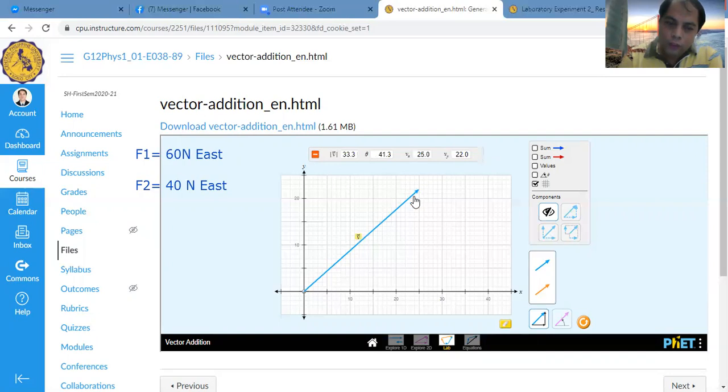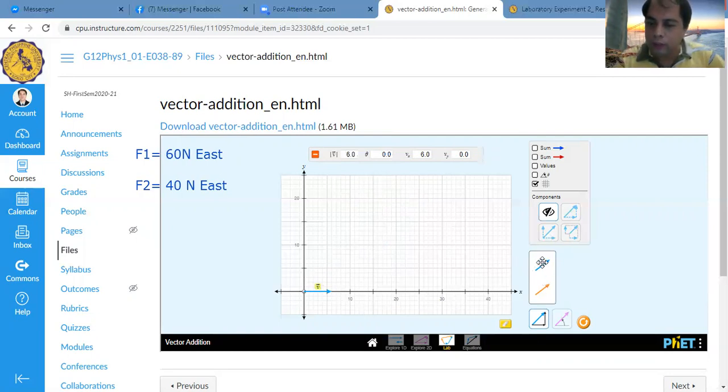So for our first force, we will design it at 60 going east. That's roughly 6.1. We will try to use exactly 6. So we now have 6. It is 0 degrees, so therefore it is exactly east. And that's the first vector, force 1.